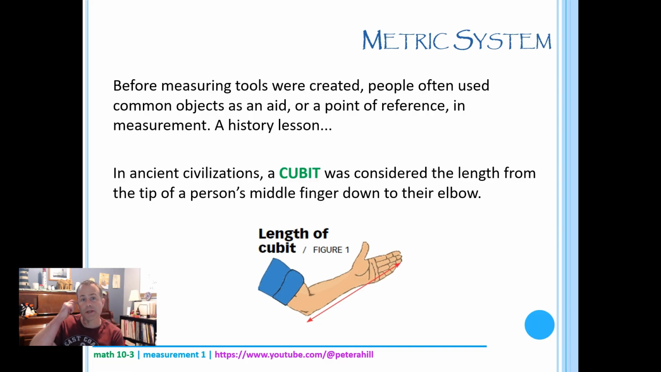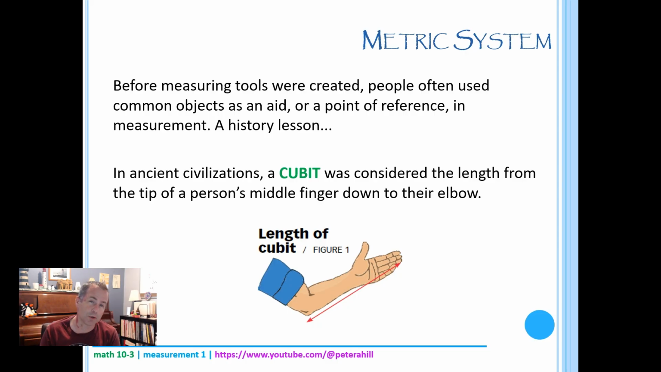Okay, so just a quick little history for you here. Before measuring tools were created, people often used common objects as an aid or a point of reference in measurement. Okay, so we have a cubit. A cubit went from the tip of your finger to your elbow. Okay, this is probably one of the oldest units of measurement we know.